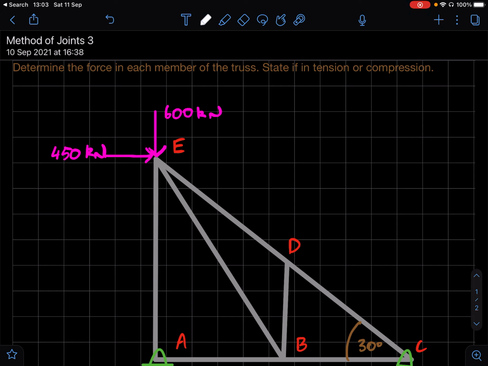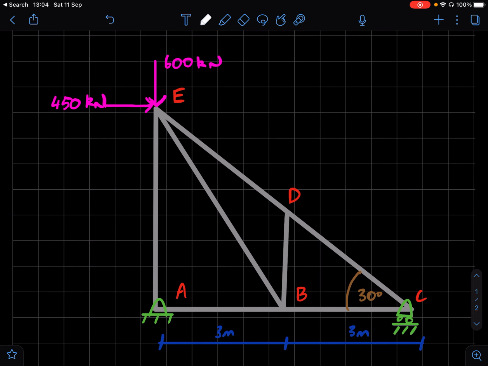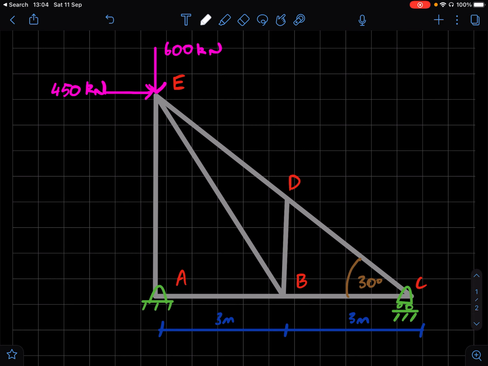Okay, determine the force in each member of the truss and state whether it's in tension or compression. So, looks like another method of joints question. Slightly more complicated than the ones we've done before. Got a few more members this time, and some unknown values.